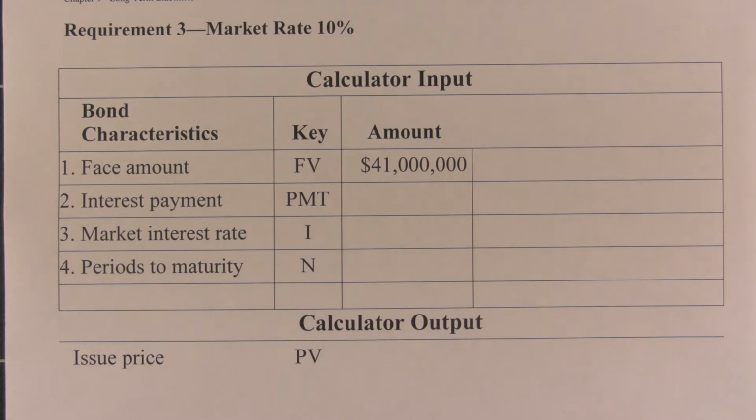Okay, exercise 9.5, part 3 is the only remaining scenario. We had one problem where the market rate was less than the bond face rate. We had another scenario where the market rate was exactly equal to the bond face rate. And now we have one where the market rate is more than the face rate.